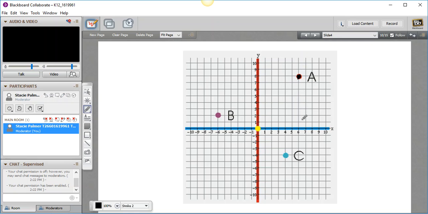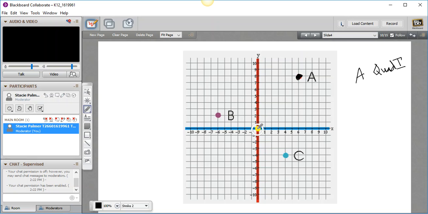What quadrant is point A in? You need to be able to identify that. So point A is in quadrant 1. Okay? The ordered pair for point A, its location. We need to find its location.